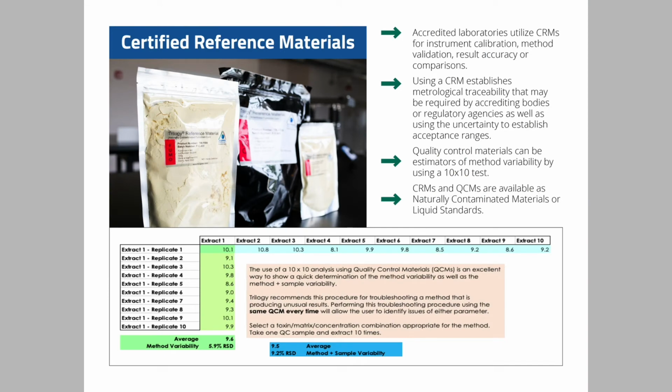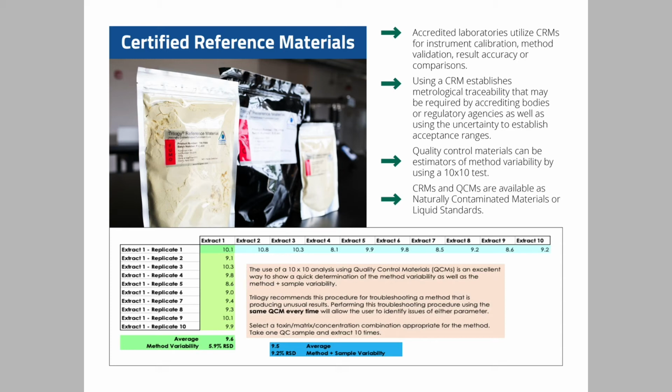Certified reference materials, also known as CRMs, as well as quality control materials, are available as naturally contaminated materials, or as liquid standards. Certified reference materials are accompanied by a certificate that establishes that metrological traceability as well as details the uncertainty of that particular material.